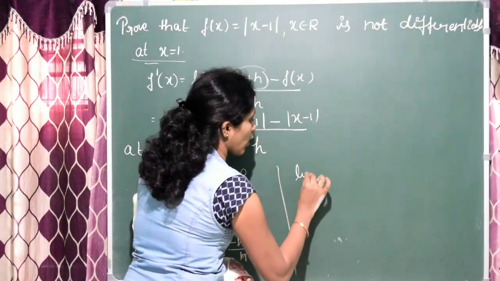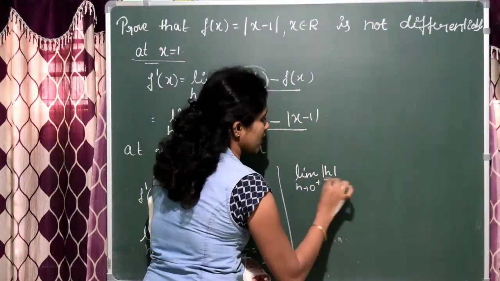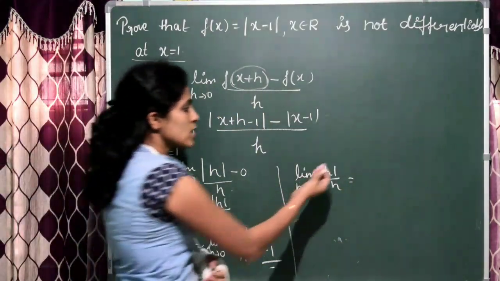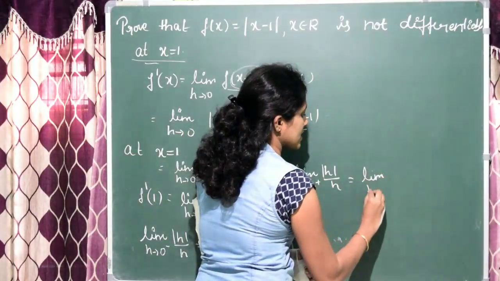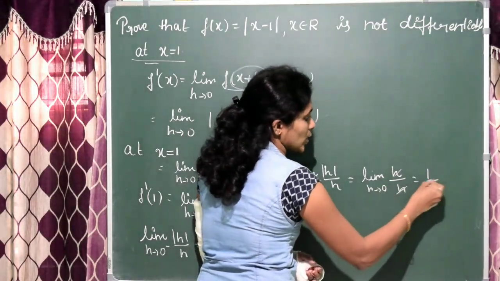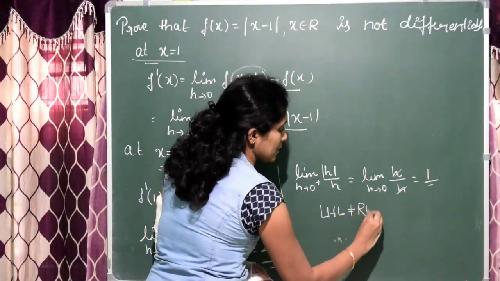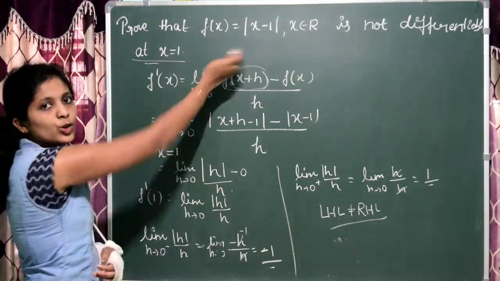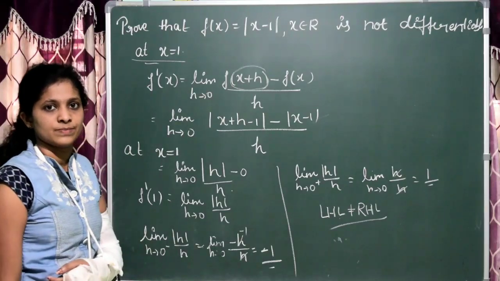Now we will find limit of h tends to 0 plus, that is modulus of h divided by h. So the value of h is very close to 0 but it is greater than 0. So obviously modulus of h will be positive. So this is now limit of h is tending to 0, h divided by h, and h will get cancelled. This is equal to 1. Here the left hand limit is not equal to the right hand limit. Since left hand limit is not equal to the right hand limit, the function f of x is equal to modulus of x minus 1 is not differentiable at x equal to 1.